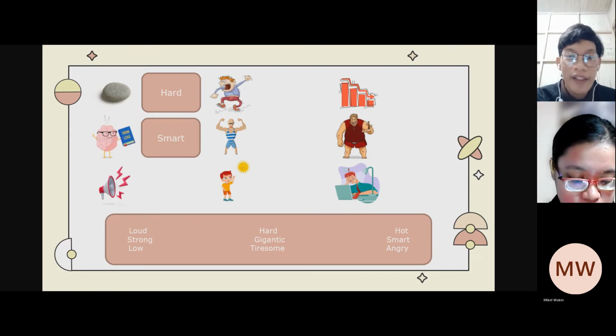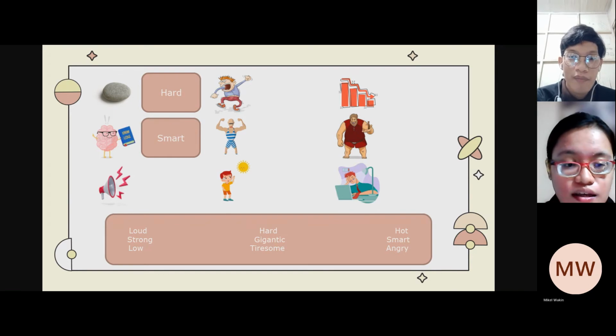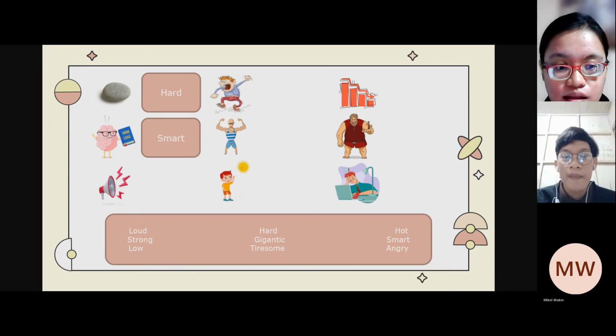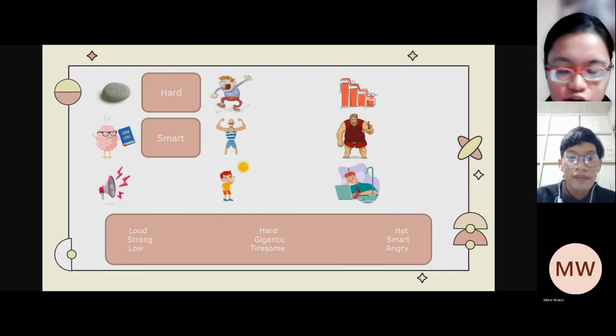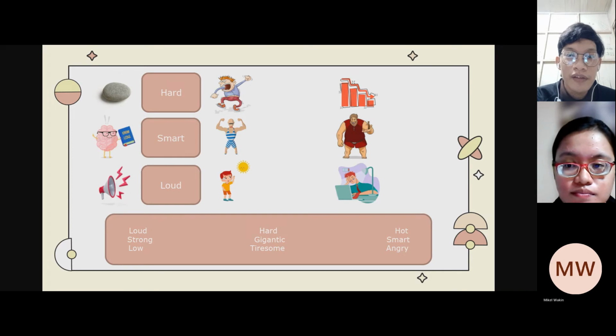For our third image, we have here something like a microphone. Will you answer this image, Miss Salget? Yes, sir. For the third question, my answer is loud, sir. Let's check if you are correct. Yes, that is right. Loud microphone or speaker. And let's move on to our fourth image. We have here something like a person.